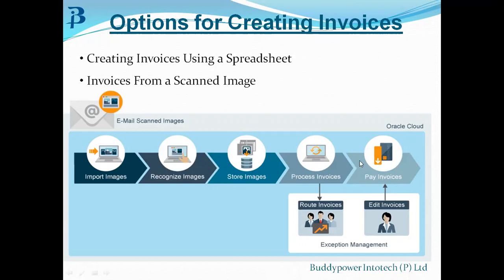Okay, so after the rest of the invoice processing tasks are finished, such as validation and approval, the invoices are ready for payment. In case any validations are required, or there are any errors that need to be rectified, it routes back to your personnel. Then the person who is assigned the edit makes the necessary changes, and then again they push it to your pay invoices section, where the payments of these invoices will be made. So this is basically your invoices from a scanned image. These are your two options for creating invoices. One is using the spreadsheet, and the other is invoices from a scanned image.